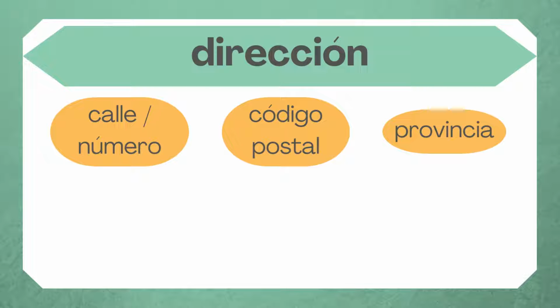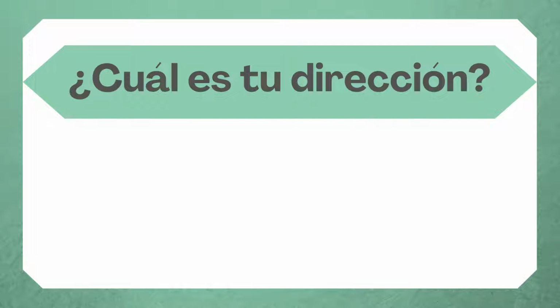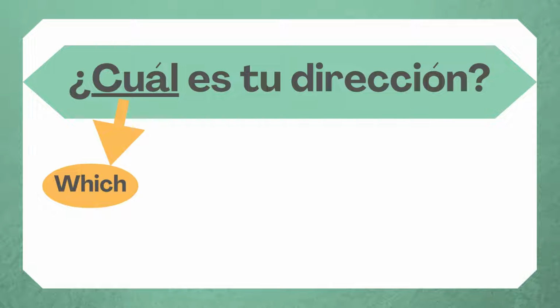But of course, if somebody asks you, ¿Dónde vives? Where do you live? He more likely wants to hear a place, a city, or a village. So if somebody wants to know your address for sure, he will ask this question. What is your address? ¿Cuál es tu dirección? ¿Cuál? Which? Es, is.